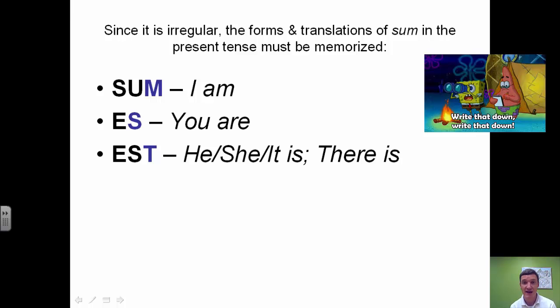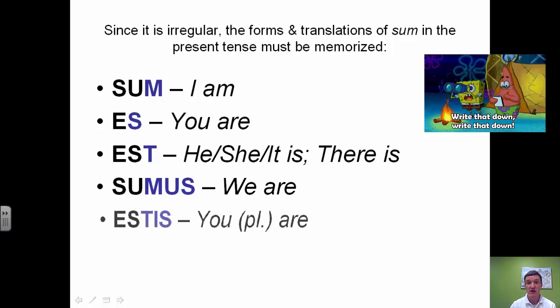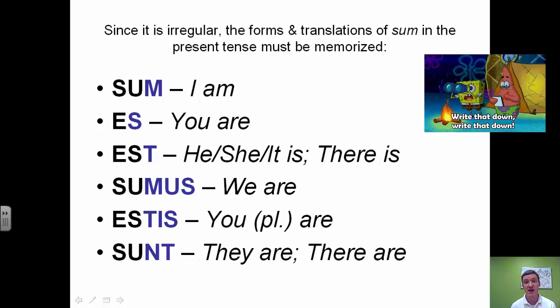Sum, es, est. First plural, sumus. For whatever reason, right, we've again gone back to that SU stem. So don't trust the stem. What you've learned is to trust stems, use stems, believe in them. With sum, we can't do that. That's what makes it an irregular verb, is that we cannot follow a consistent stem. But again, those endings are the same as what we know from laudo. So sum, es, est, sumus, we are. Estis, you plural, or y'all are. And then finally sunt, they are, or there are. Sum, es, est, sumus, estis, sunt.